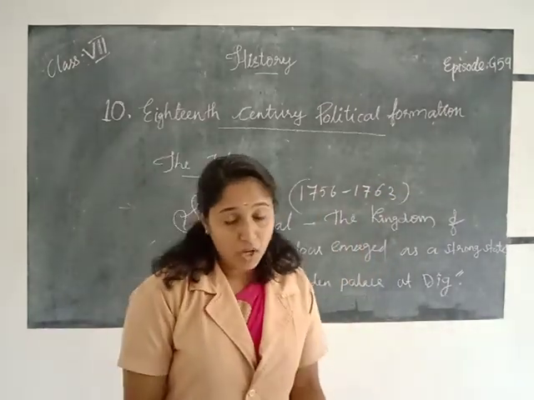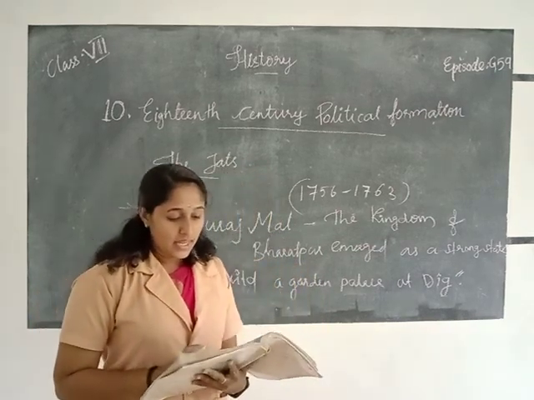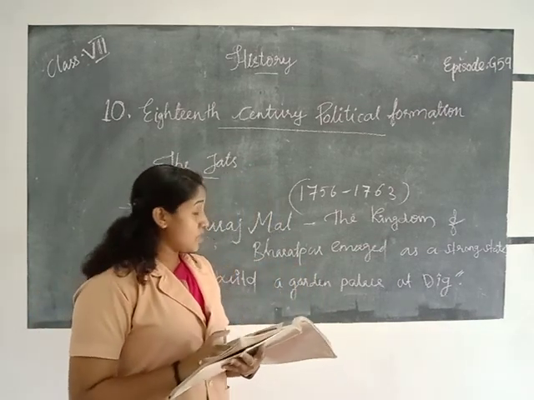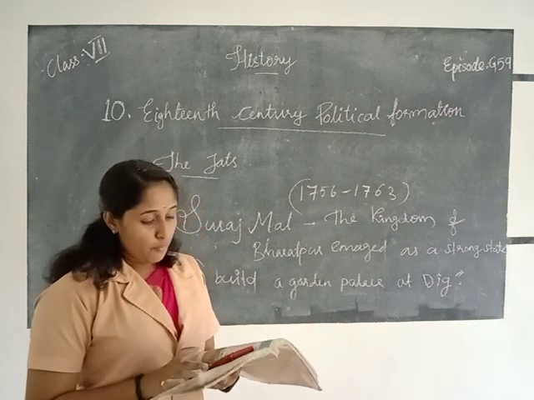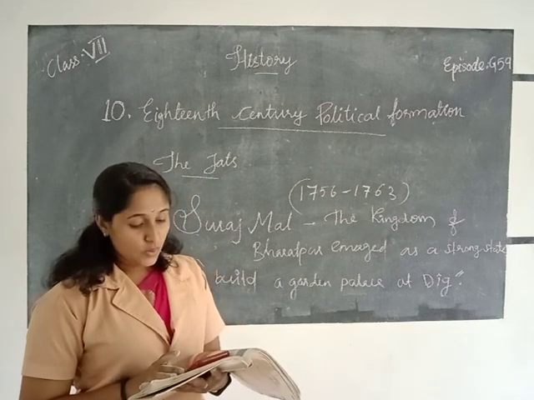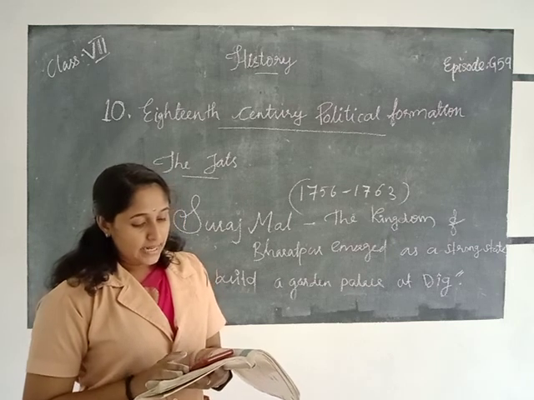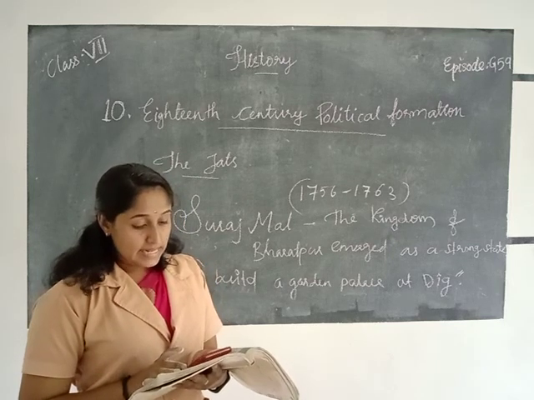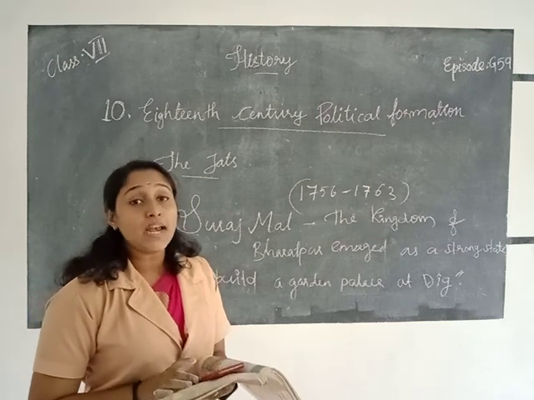And look at your textbook. The areas under the political control of Surajmal broadly included parts of modern eastern Rajasthan, south Haryana, western Uttar Pradesh and Delhi. Surajmal built a number of forts and palaces, and the famous Lohagarh Fort in Bharatpur.